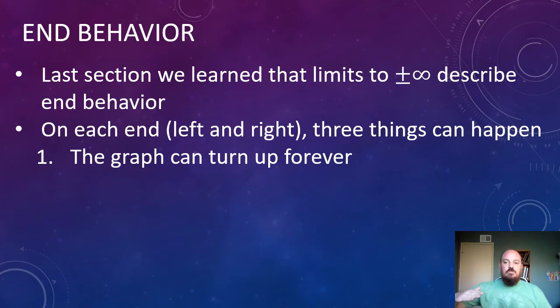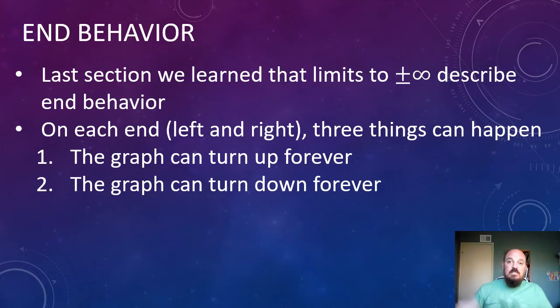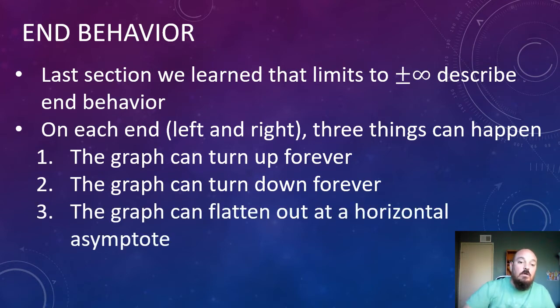You can have a graph that turns up. We see that a lot, like just the arrow pointing straight up. We have the arrow pointing down. We have a graph turning down like this, curving down with the arrow pointing straight down. Or the third thing that can happen is you can have a horizontal asymptote and the graph flattens out. Maybe it twists and turns in the middle, but eventually it flattens out to almost a perfect horizontal line.